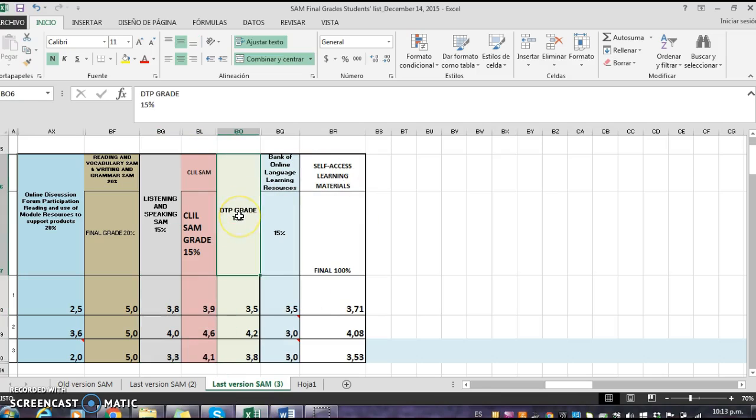What else? The digital teaching portfolio was the 50%. So again, it was the last opportunity that you had to actually improve your learning objects, your SAMs, but not many students actually took advantage of this opportunity.